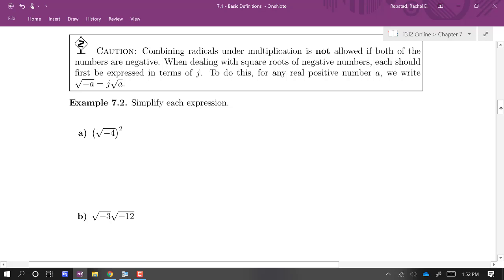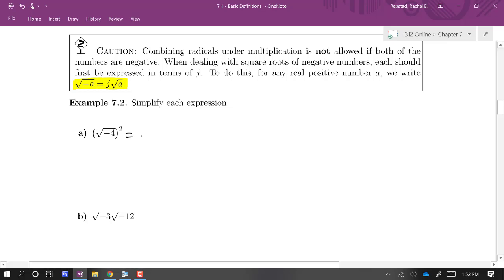So if we're dealing with negatives inside the radical, the first thing we want to do is just pull out that factor of j. So just apply this property when you're dealing with radicals that involve negatives, and then once you have positives inside the radicals, all of your properties apply as usual, even the multiplication property.